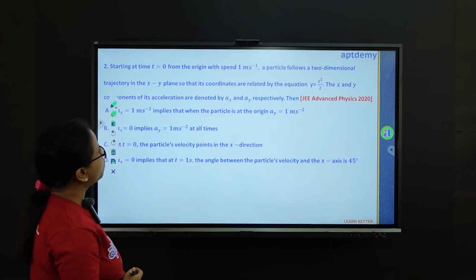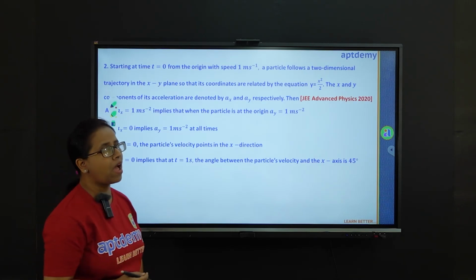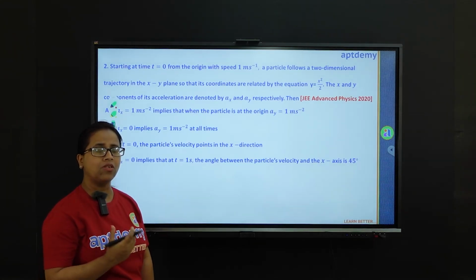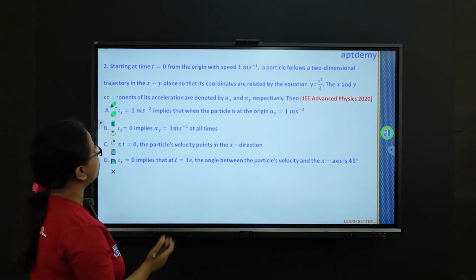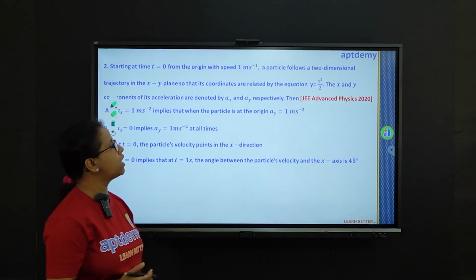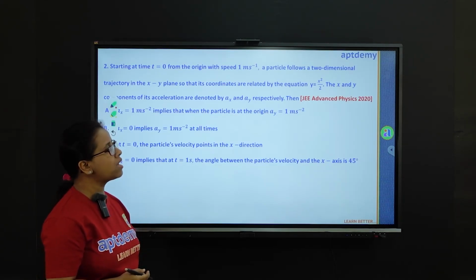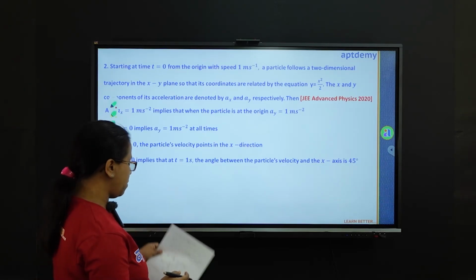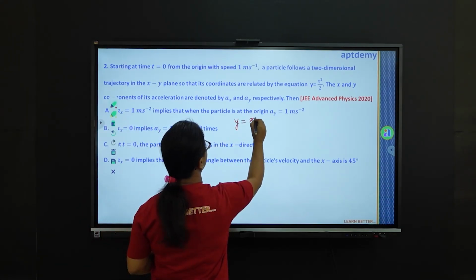So let's begin with whatever we have in hand. The particle has started moving with a speed of 1 meter per second from the origin. When it was at the origin, it did not travel any distance, and at that time, the time was in fact 0. After that, the particle followed a two-dimensional trajectory. That is, it was moving in the xy plane, and its motion is represented by y equals x square by 2. So this is the keynote which will help us in solving the problem. What we have in hand is that y is equal to x square by 2.